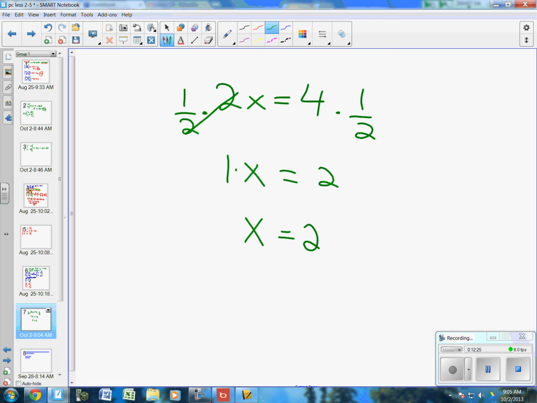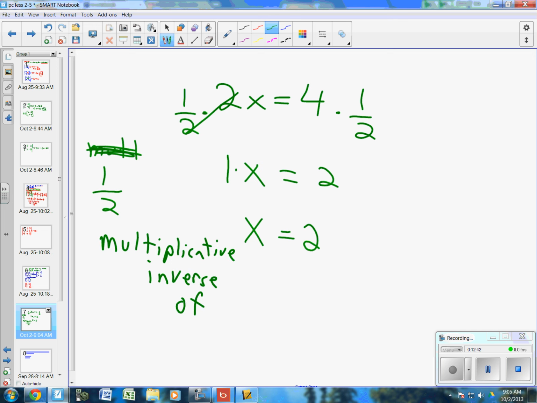1/2, you guys, is what we call the multiplicative inverse of 2. So 1/2 is the multiplicative inverse of 2. Write that down in your notes. I want you to write that equation down, 2x equals 4. To solve that equation, we multiply both sides by the multiplicative inverse. 1/2 is a multiplicative inverse of 2.